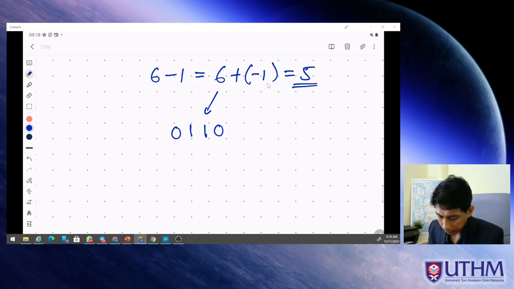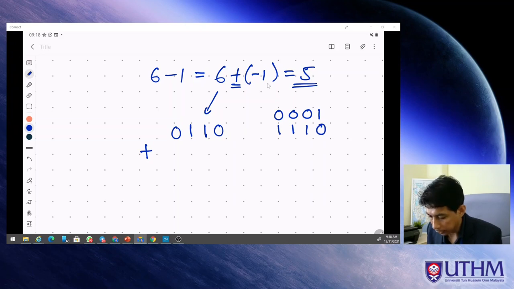Minus 1. Again, we add minus 1 in first complement. How to get it? You have 0001, you invert, you have 1110. So this is the number, and the one that we want to use is this one, 1110. And of course, we add, because we remember we have the adder circuit, right?